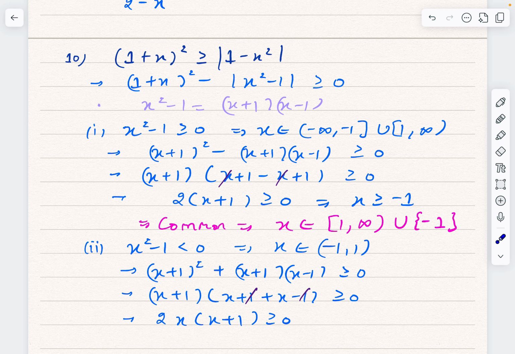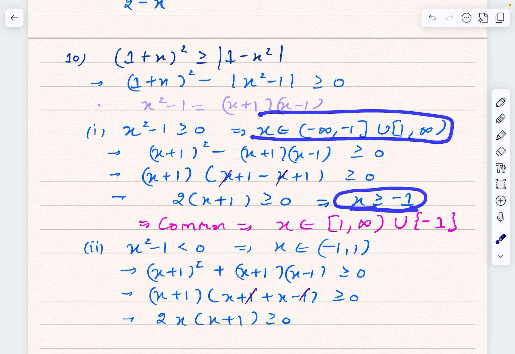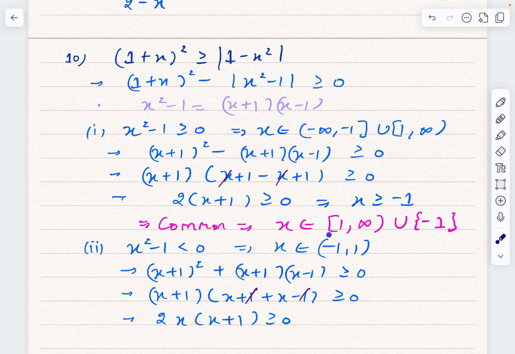Now x plus 1 will be common here. You get x plus 1 minus x plus 1 will just be 2 times x plus 1 greater than or equal to 0. So x should be greater than or equal to minus 1. If you see the values of x, these values should be between this interval only. So the common values here are, you see, 1 to infinity union minus 1, because it says greater than or equal to minus 1. So from here you take only minus 1, here you can take everything.